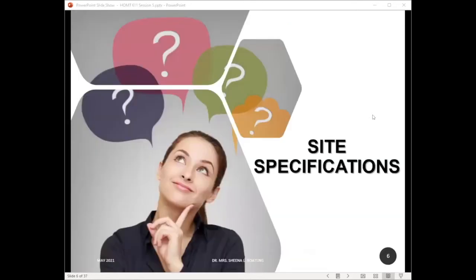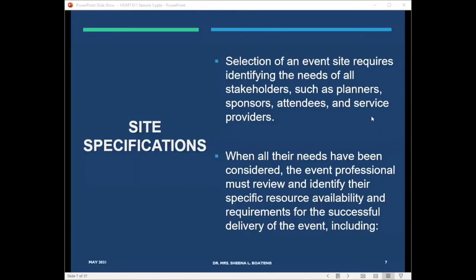Now, like I said, with site specifications, it is all about selecting an event site based on a certain number of identifiable criteria. Now, these criteria that you will come up with will usually be done in consultation with other stakeholders, considering the various needs that they have in terms of planning and executing the event in question, such as planners, sponsors, event attendees, as well as the various service providers that you will be using to provide different services to ensure the successful execution of your event.